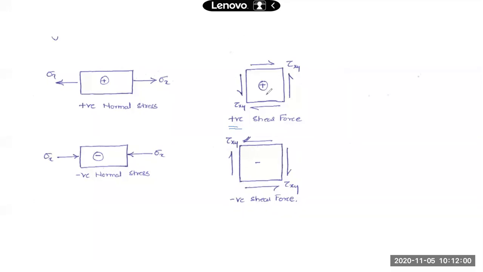But for the sign convention, what is considered is right side upward shear force and left side downward shear force. That will be positive.